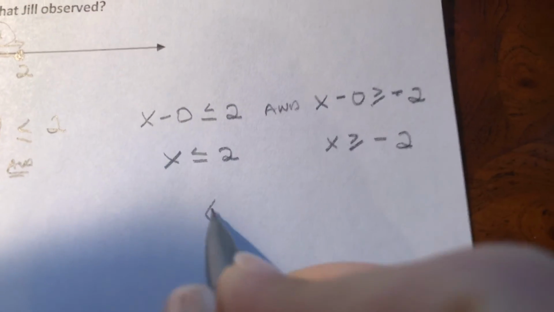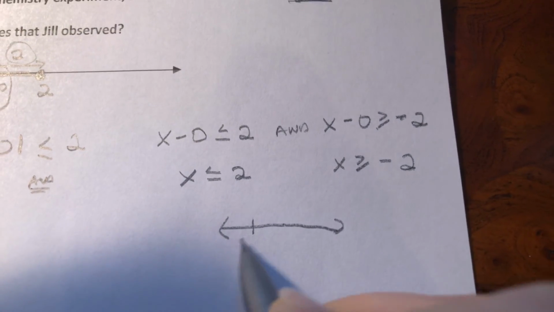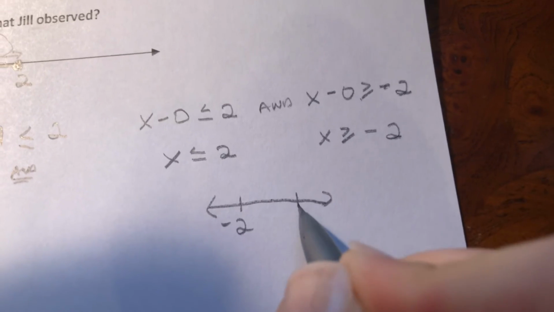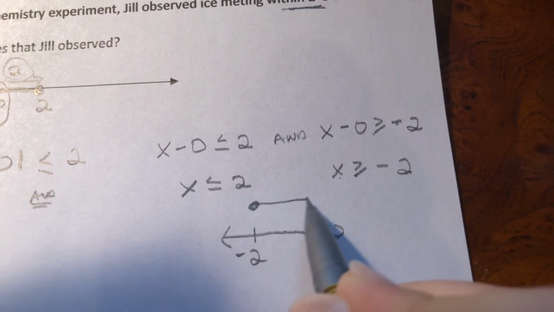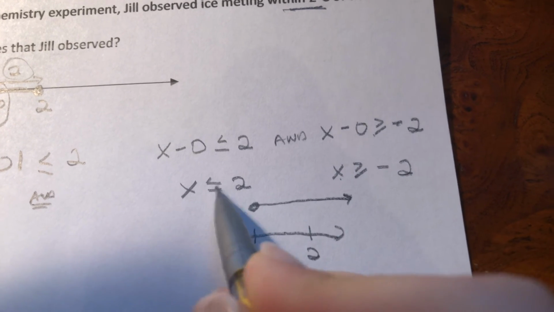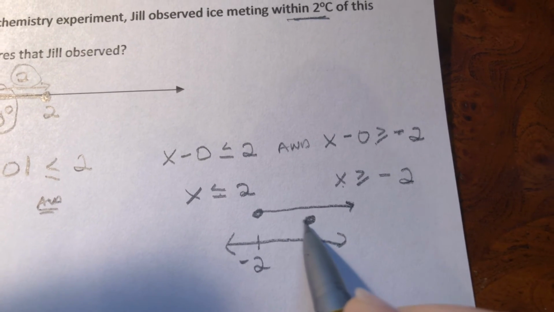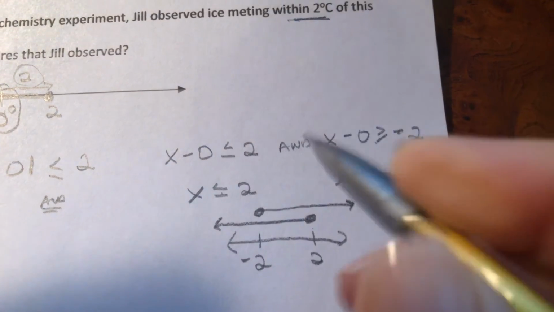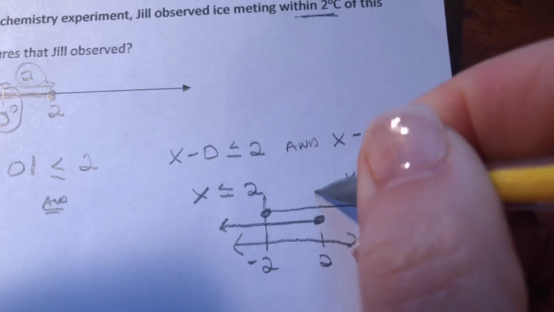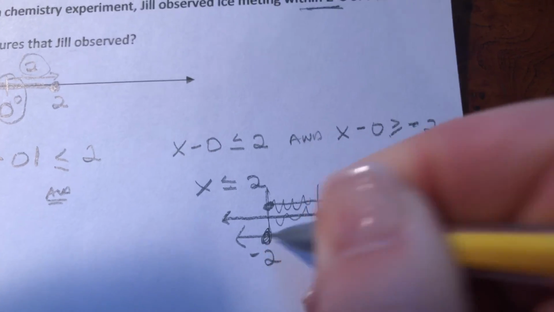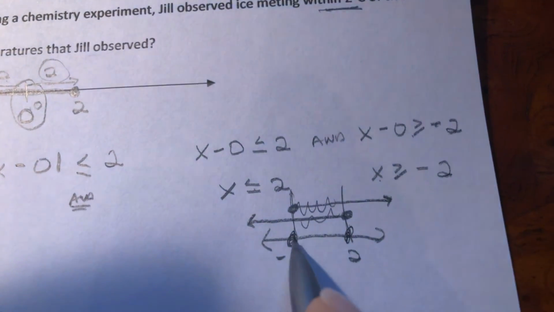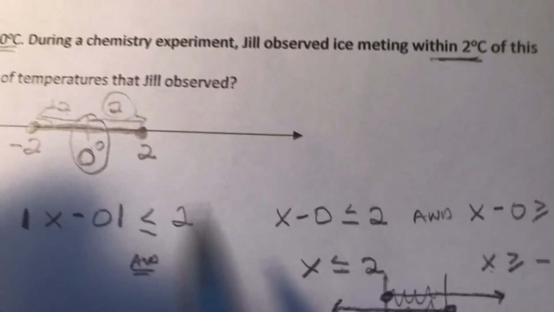And if we plot that on the number line, here's negative 2, and here's positive 2. Here, I want all the x values that are greater than negative 2. Here, I want all the x values less than or equal to negative 2. And means what do they have in common? They share this in common. So you're going to bring it down and go from negative 2 to positive 2. And that's what we had here.